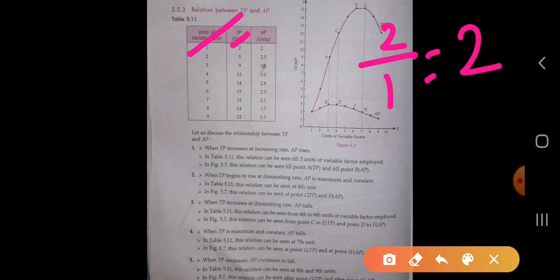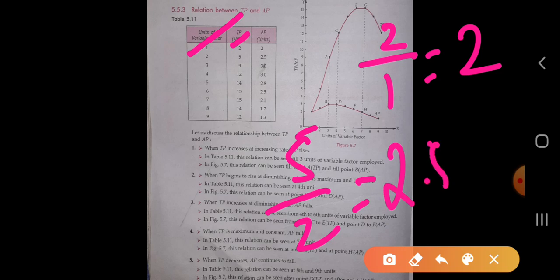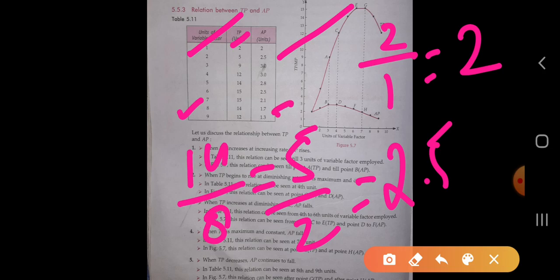So at the first unit, 2 upon 1 is equal to 2. In the second unit, 5 upon 2, that is 2.5. We get the value 2.5 at the second unit. At the 8th unit, 14 upon 8, we get the value of 1.7. So through this we are able to calculate the value of AP.